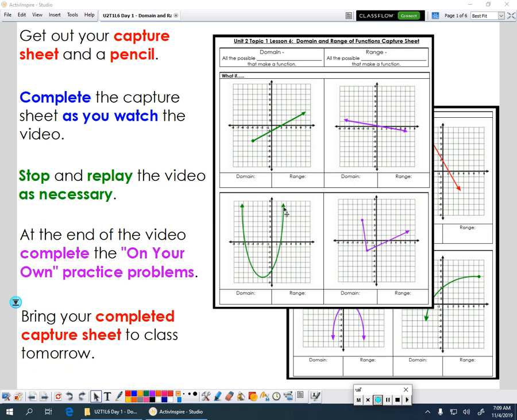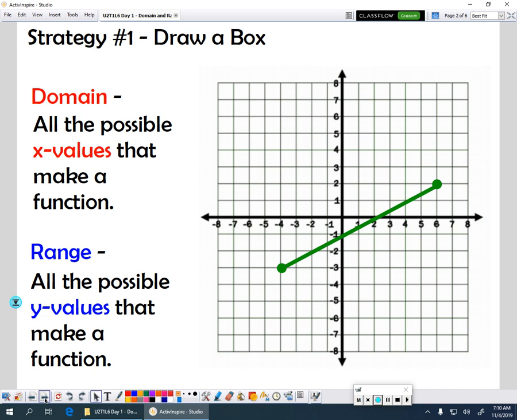Today we're going to talk about the domain and range of functions. Remember, today in class we stated that the domain is all the possible x values that could make up a function, and your range is all the possible y values that could make up a function. And today in class we talked about a strategy where we drew a box around our function, and then we looked at the left and right side of our box to figure out what our domain was, and these were the boundaries of our domain.